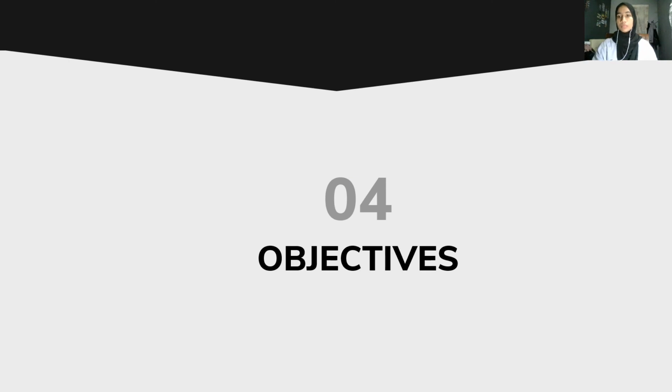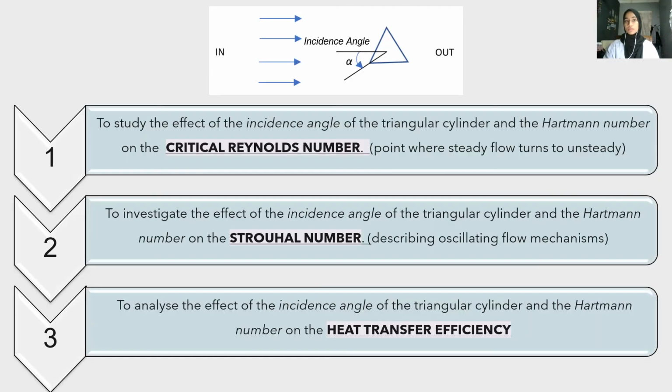So the objective of this study is, first, to study the effect of the incident angle of the triangular cylinder and the Hartmann number on the critical Reynolds number. Second is to investigate the effects of the incident angle of the triangular cylinder and the Hartmann number on the Strouhal number. Third is to analyze the effect of the incident angle of the triangular cylinder and the Hartmann number on the heat transfer efficiency.